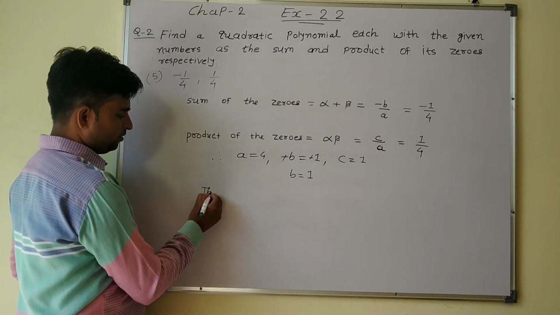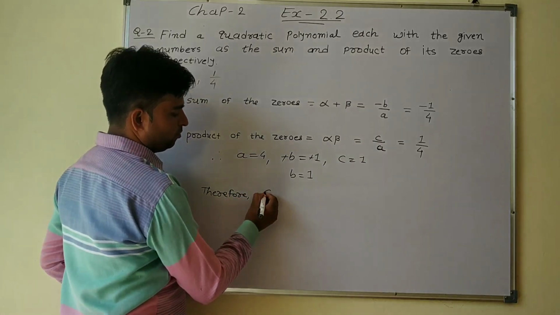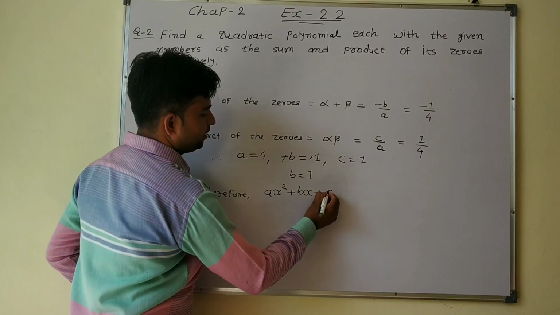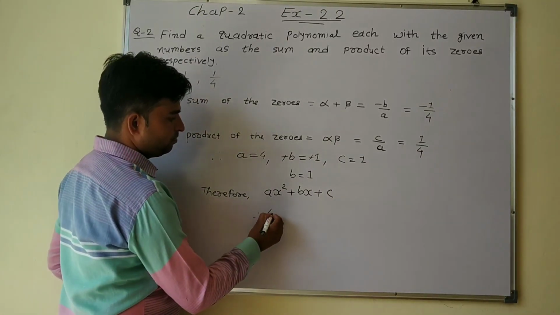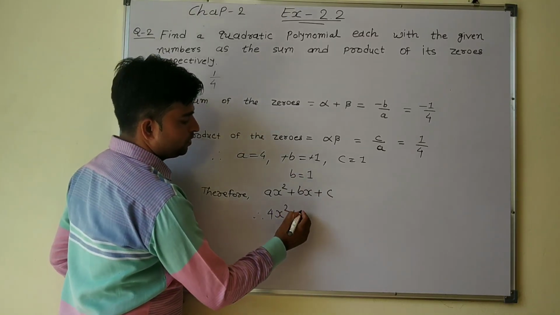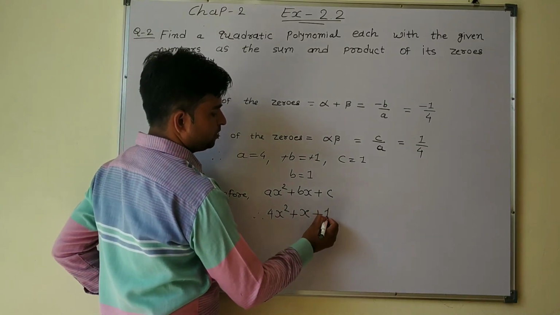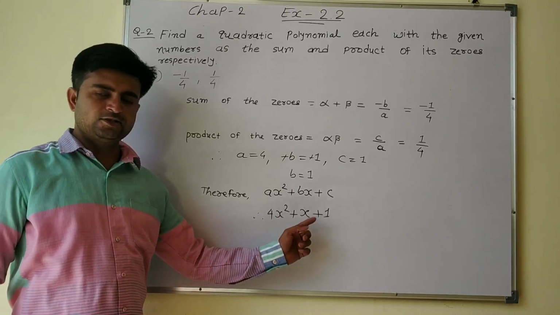Therefore, the quadratic polynomial ax square plus bx plus c. Now place the value of a, b, c. So a is equal to 4, so it becomes 4x square. B is equal to 1, so x, and c is equal to 1, so plus 1. So this is our final answer, 4x square plus x plus 1.